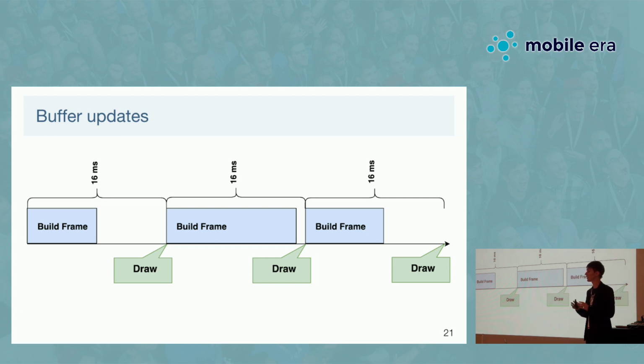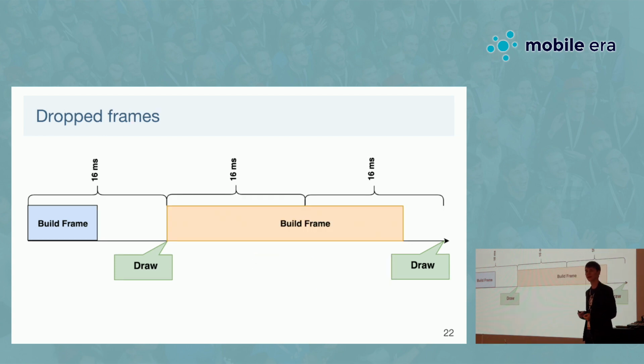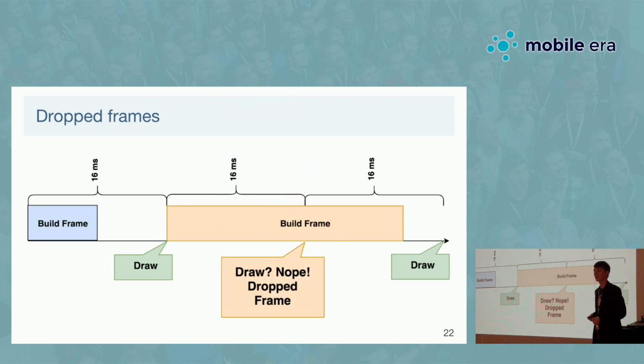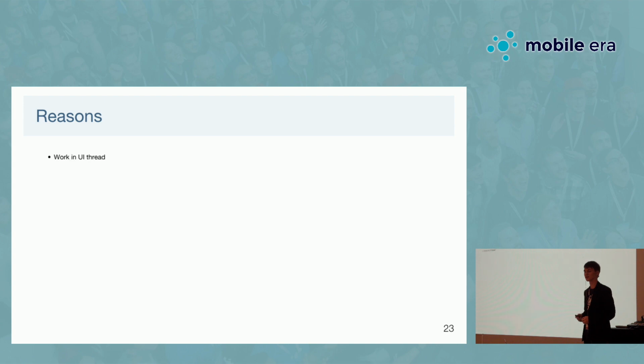Again, we have to build a frame, and we draw. We build a frame, we draw. We build a frame, and we are not able to build it in 16 milliseconds. What happens? Yep, dropped frames. Probably all of you, at least who do Android development, have seen this in Logcat: oh, 100 frames were dropped, we're in trouble. And what are the reasons for this?